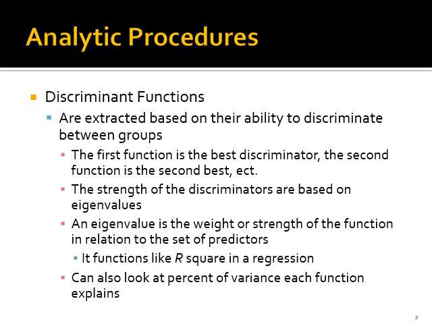So discriminant functions themselves are extracted based on their ability to discriminate between the groups on that categorical DV. The first function is always the best discriminator, the second is the second best, etc. And by best, we mean how much variance it's explaining and how good it is at predicting. The strength of these discriminators is based on eigenvalues. An eigenvalue is basically a metric that looks at the total variance within a set of predictors and then partials that variance as we create functions.